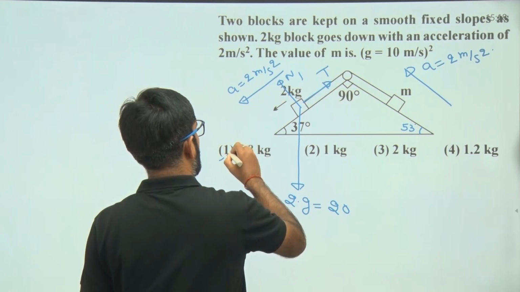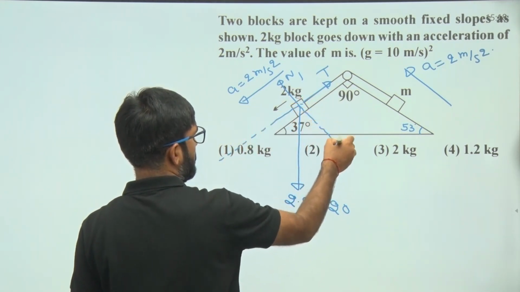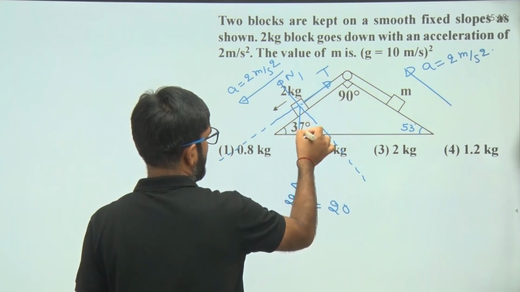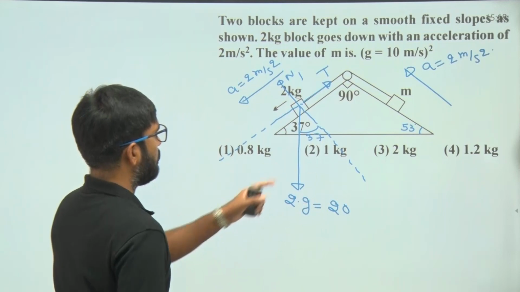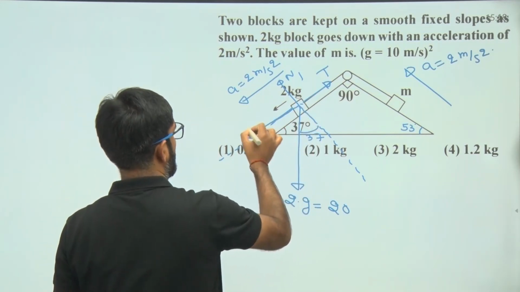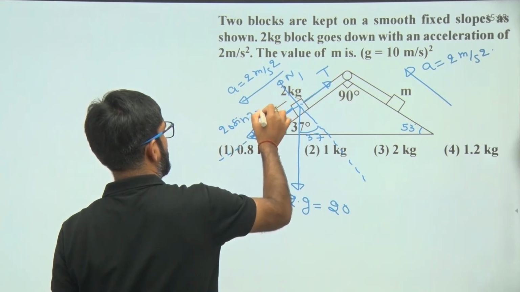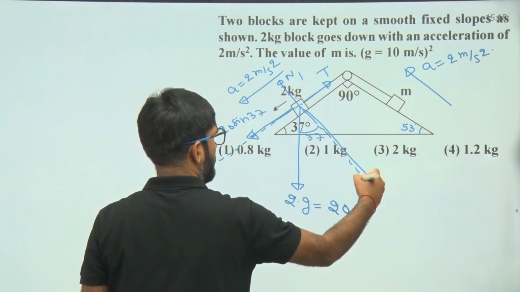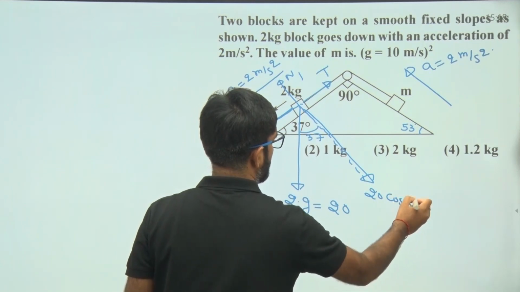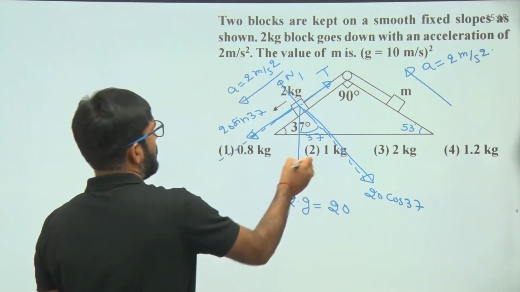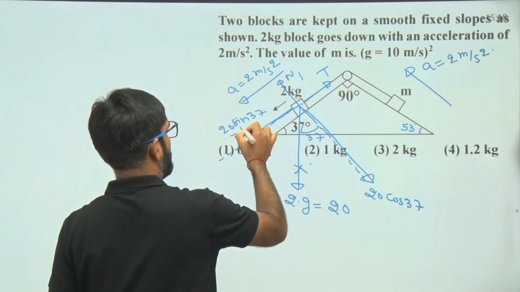If we take the component of gravitational force mg, this angle is 37 degree, then again this angle will be 37 degree. This is 20. Component of this 20 is 20 sin 37. And this component will be 20 cos 37. Sin 37 is 3 by 5, then this value will be 12.